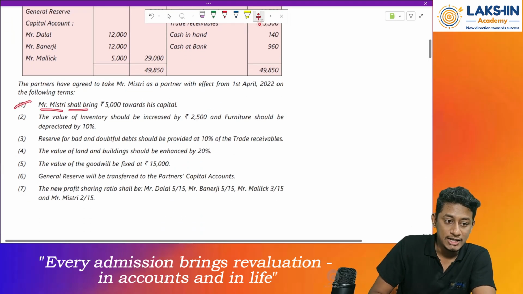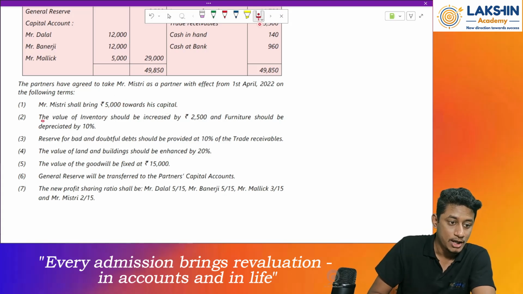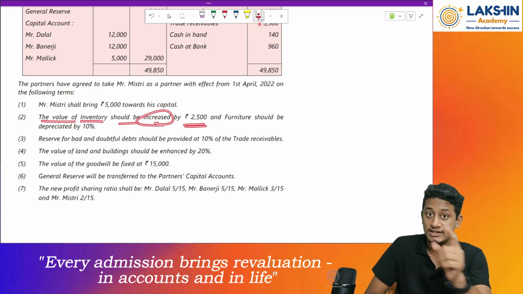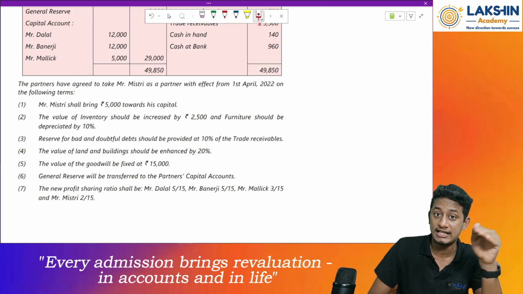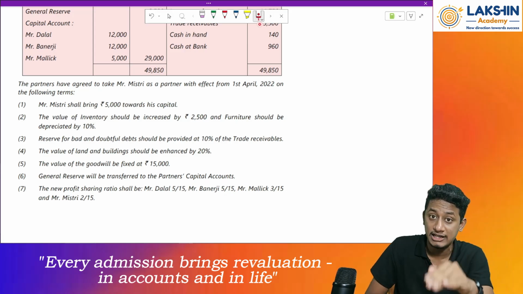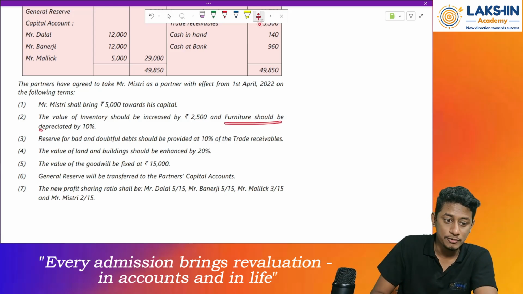Mr. Mistry shall bring 5,000 towards his capital. Then, the value of inventory should be increased by rupees 2,500, which is income for me, because whenever an asset increases it's income, and whenever an asset decreases it's an expense. Whereas whenever a liability increases it is an expense for me, and whenever a liability decreases it is income for me. Clear? Furniture should be depreciated by 10%.